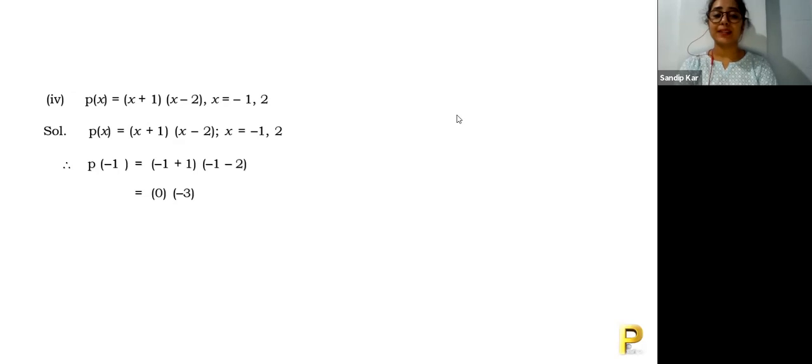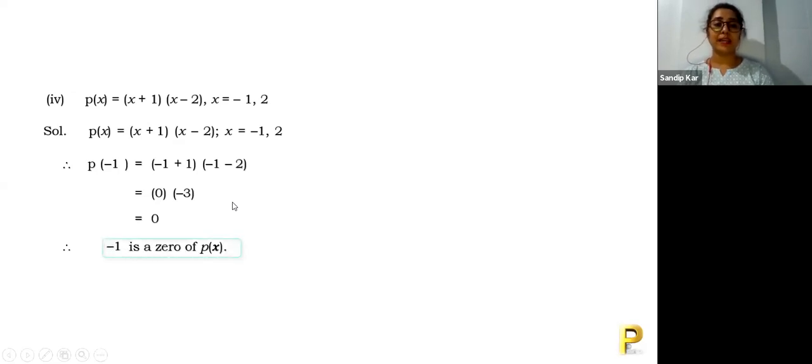Okay, it is 0 because 0 into minus 3 is 0. So if you multiply 0 with any given number, then the answer will be 0. So the answer to this question is what? It is 0. Therefore, minus 1 is the 0 of the polynomial. Okay, let's try for 2.